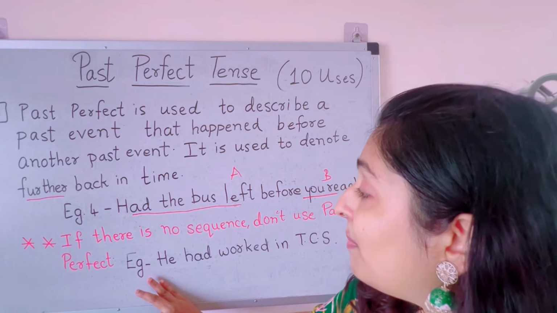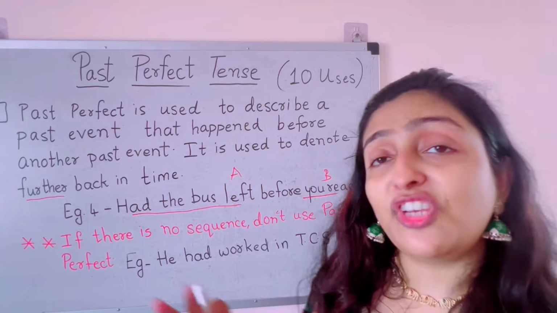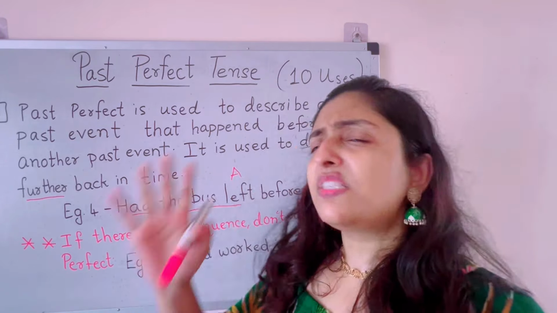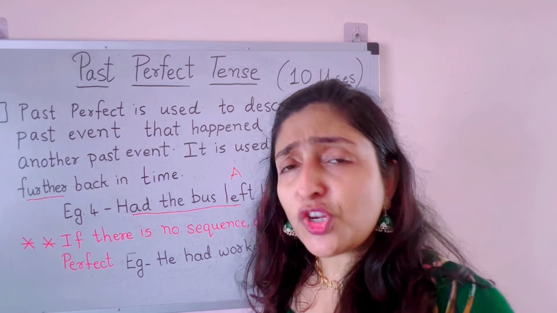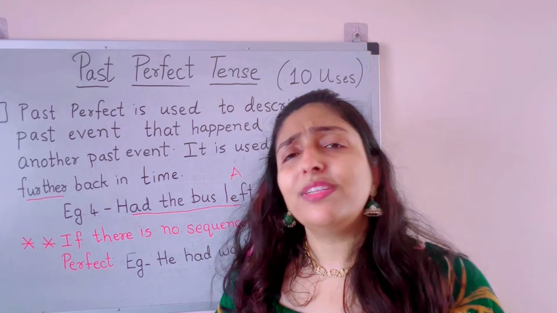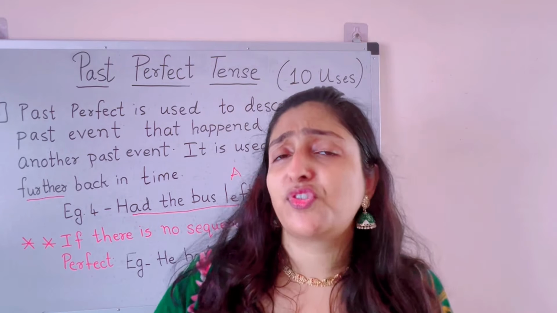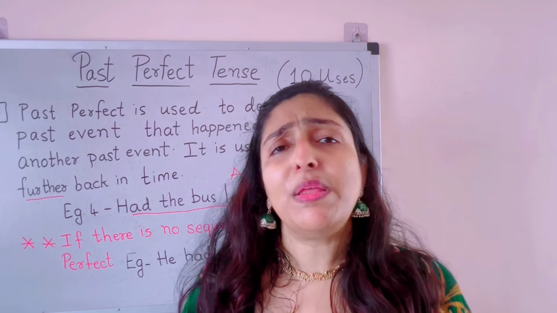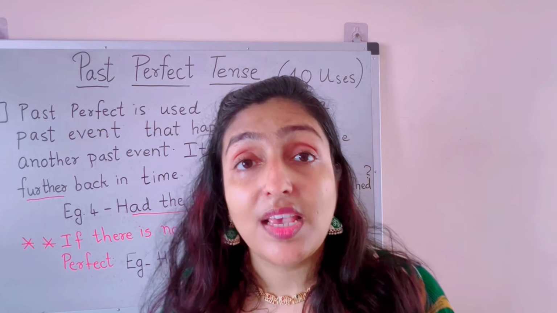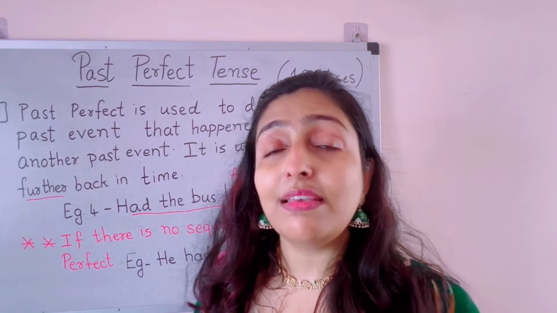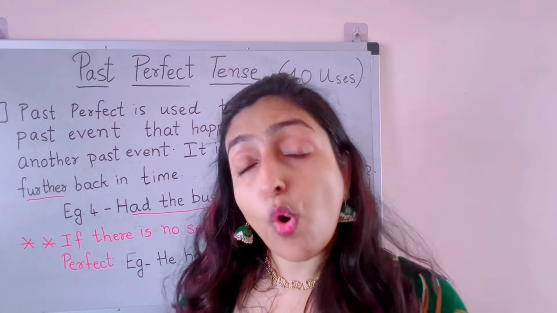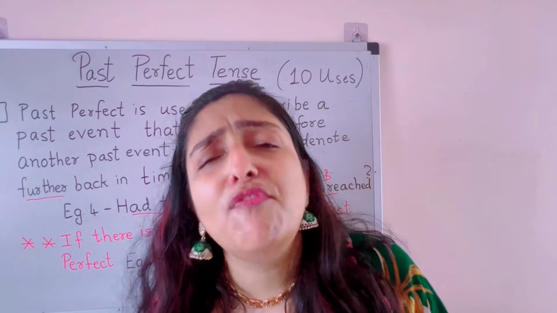Look at the example here. He had worked in TCS, or he had worked in TCS before. Is this sentence right or wrong? It is wrong. Imagine that your friend comes and asks you, where did your husband work before? So you say, he had worked in TCS. It is grammatically incorrect. Why is it incorrect? Because there is no sequence of events.